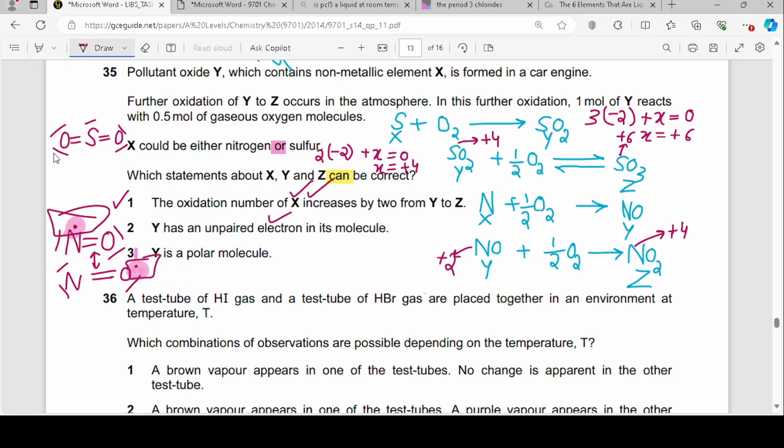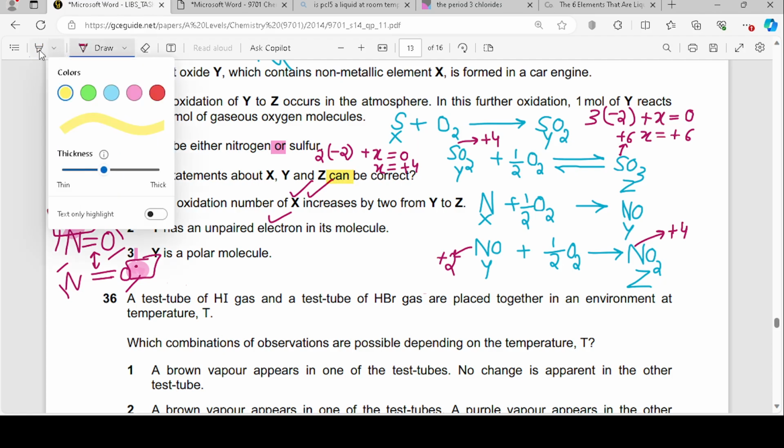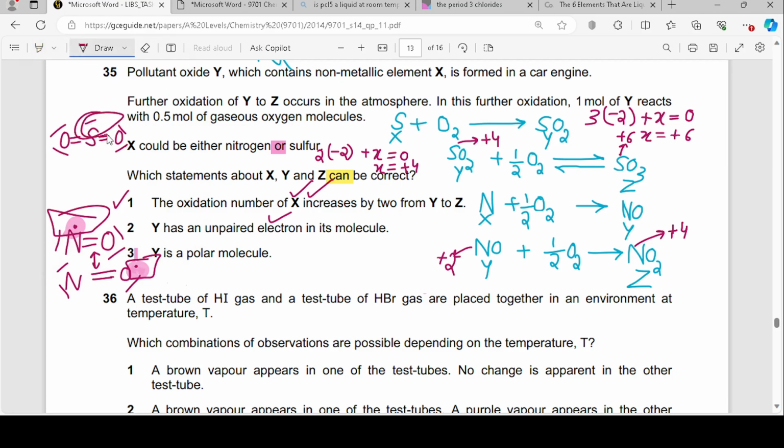So for sulfur, I don't really see an unpaired electron as such. Maybe if you check the electronic configuration, but then again, you see this electron pair, right? So I can't really say that it's a true statement in the case of sulfur. But in the case of nitrogen, you can clearly see this one that I've highlighted in pink. You have an unpaired electron. So I can say that this statement can be correct because it's true in the case of nitrogen. So this statement definitely can be correct if you look at the terminology of the question very carefully.